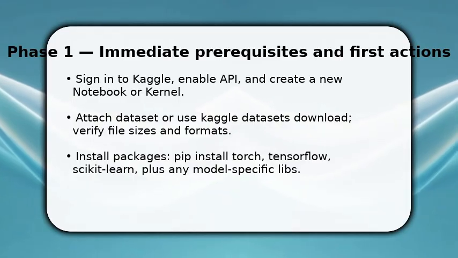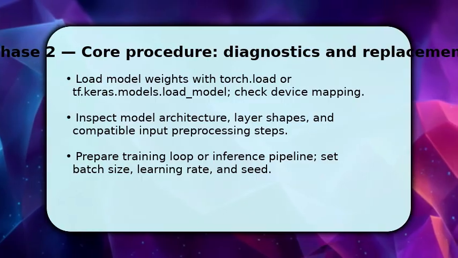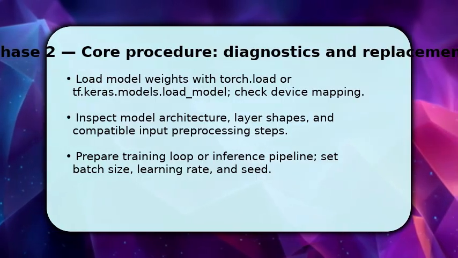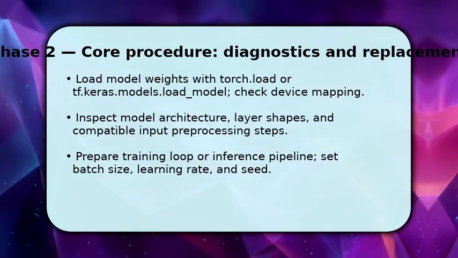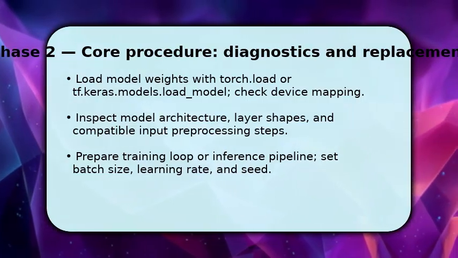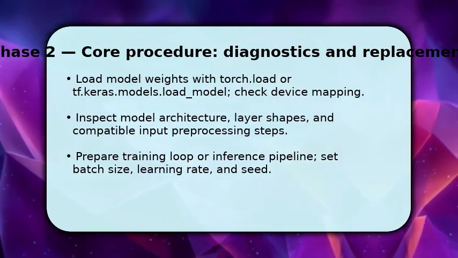You now load the model weights. Use torch.load with map_location, or tf.keras.models.load_model, depending on framework so tensors land on CPU or GPU correctly. Then inspect the architecture and confirm input shapes. Mismatched dimensions explain most runtime errors.